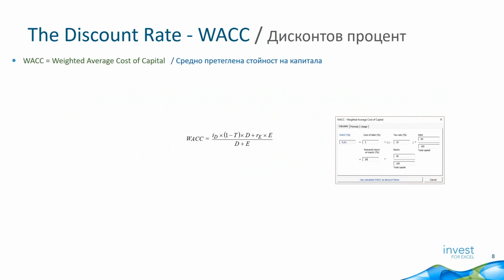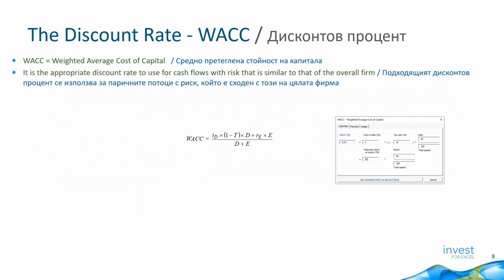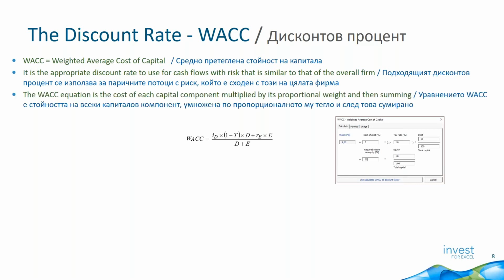Then some words about the discount rate, WACC. WACC is short for weighted average cost of capital. And that's the appropriate discount rate to be used for cash flows with risk that is similar to that of the overall firm. So for a normal type of investment or project, you can use simply the WACC as it is. And the WACC equation is the cost of each capital component multiplied by its proportional weight and then summing, like you see here in this picture.